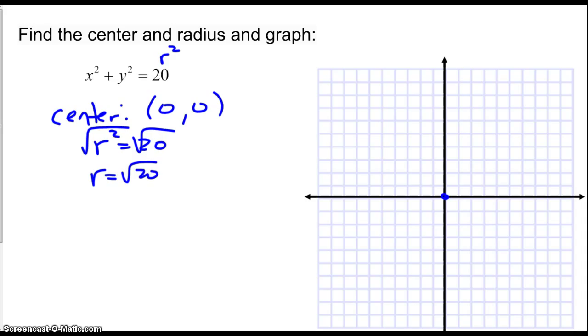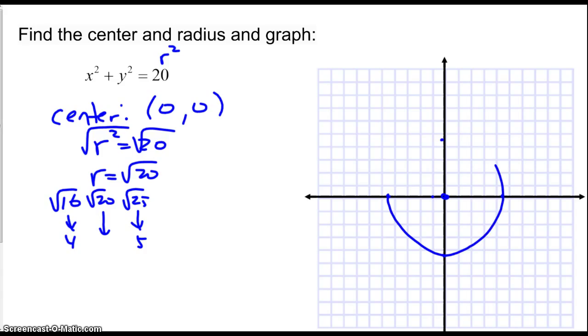So about how big is it? Well, let's see. The square root of 16 is 4, right? The square root of 25 is 5, right? So we know the square root of 20 is somewhere in between there, somewhere between 4 and 5. Okay, so for sketching purposes, I'm just going to estimate that it's about 4.5. And so I'm going to go 1, 2, 3, 4, and a little bit more in each direction, and sketch that way. If I wanted to, I could indicate that that radius is the square root of 20, like that. Okay? All right, so that's how we deal with these equations.